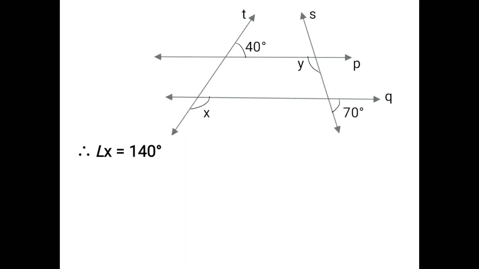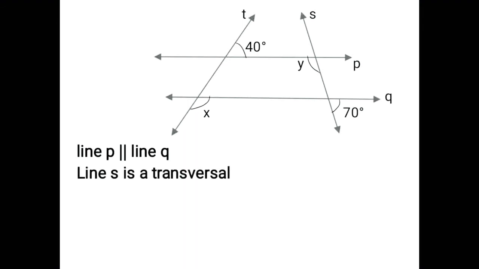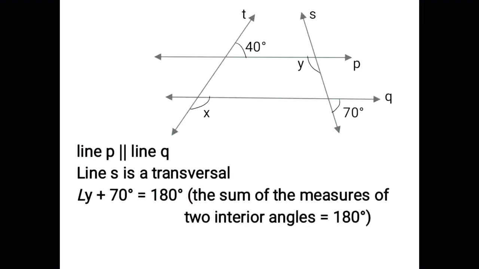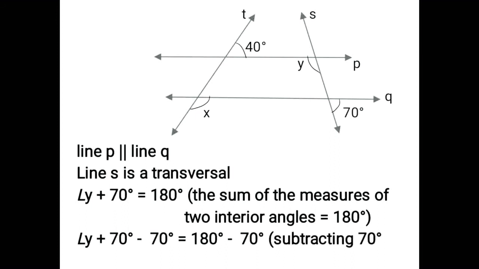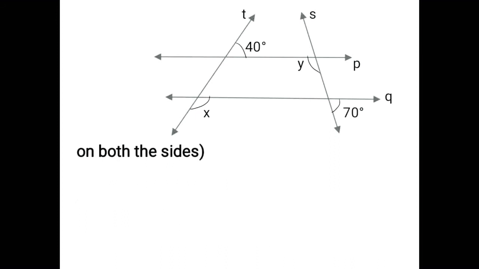Okay, so write the statement now. Line P is parallel to line Q. Line S is a transversal. Angle Y plus 70 degree is equal to 180 degree. Okay, if this is a 70 degree angle, angle Y you have to find by using the formula of interior angles. Reason is the sum of the measures of two interior angles is equal to 180 degree. Here also you have to solve like an equation sum. Angle Y plus 70 degree minus 70 degree is equal to 180 degree minus 70 degree. Subtracting 70 degree on both the sides.